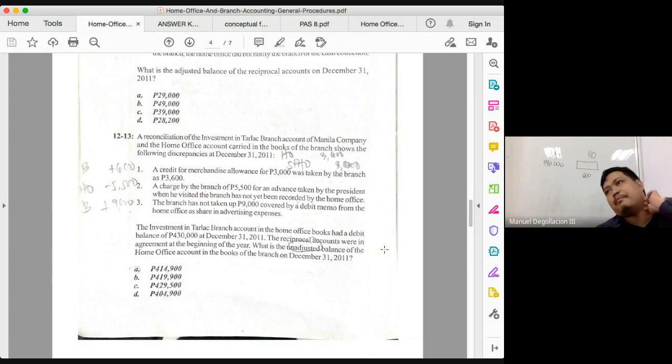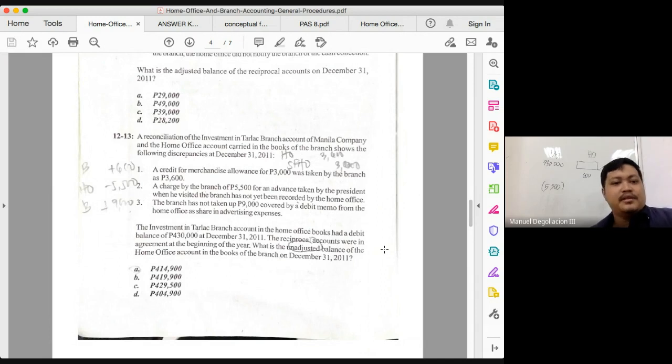So what entry should be prepared by the home office? This being a withdrawal transaction, we will have a credit to investment in branch. The debit here would be advances to officers, which is an asset account, which is a receivable by the home office from its officers. So the entry here would be debit, advances to officers, and credit, investment in branch in the amount of 5,500.